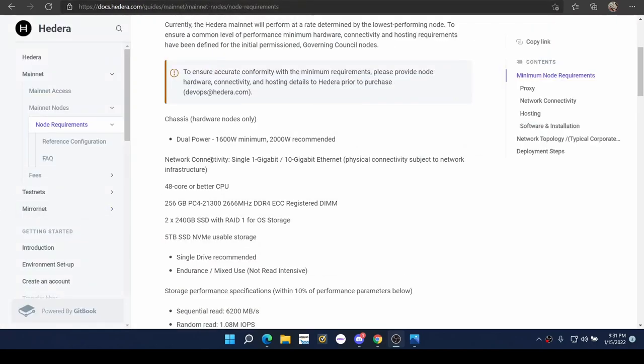So I pulled up the node requirements here, and I'll just read over a few of them. You need 1600 minimum watts of power, a 48 core dual processor CPU. You need two 240 gigabit solid state drives with one RAID for OS storage. And the only reason why I know about the RAID system is because I took Security Plus a long time ago. And these are definitely for enterprise size storage solutions. So if you want to run a node on Hedera Hashgraph, you better bring the capital.